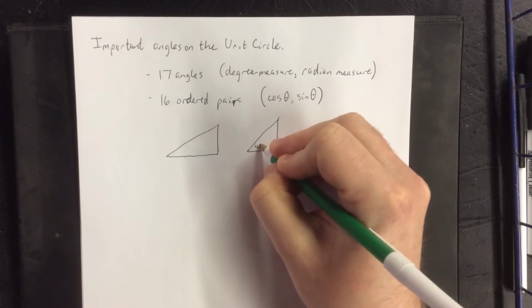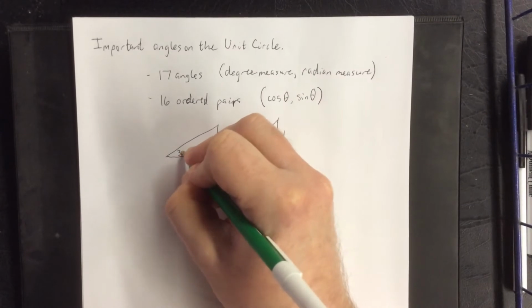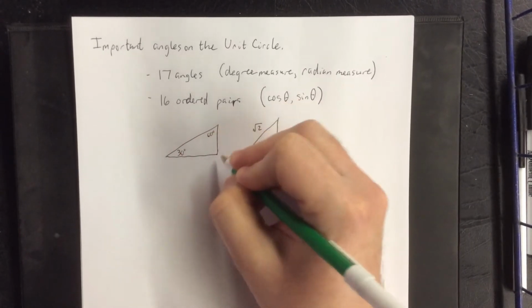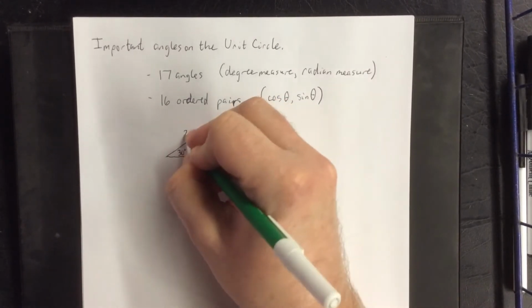So with that in mind, just wanted to give everybody a quick recall of what those two familiar looking triangles look like. 3 and 1 and 2.